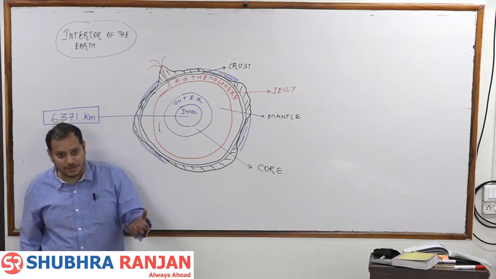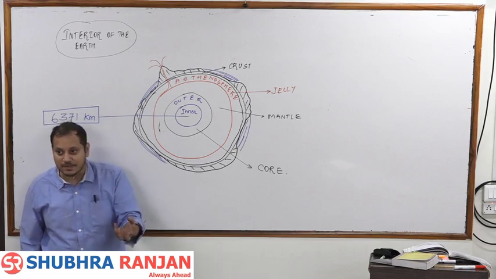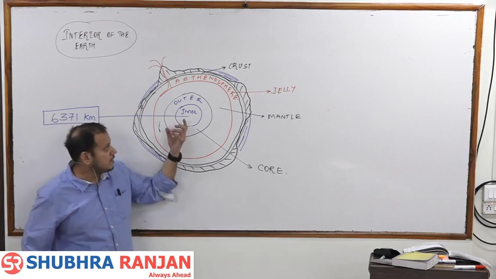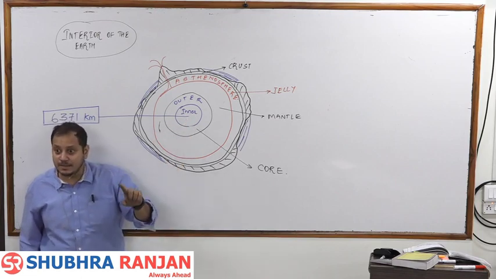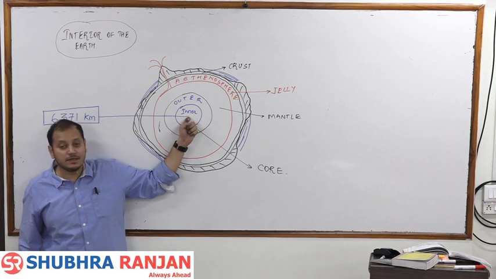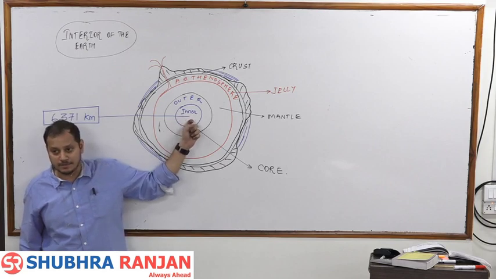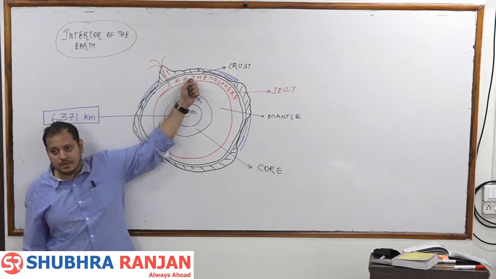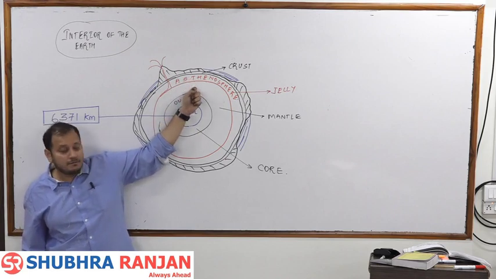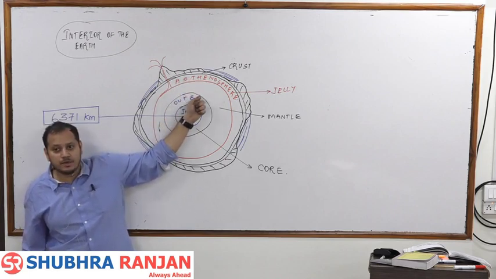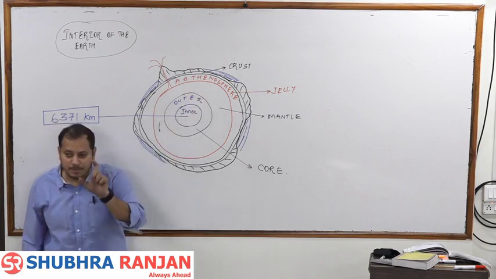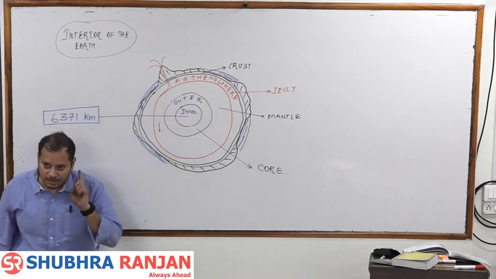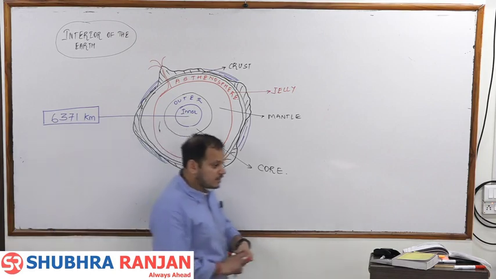Because iron is more dense, वो और नीचे चला गया. It has settled down. And because it has settled down, even at high temperature, it does not melt, and therefore inner core is solid in nature. So we have solid crust, we have jelly-like asthenosphere, we have solid mantle, we have liquid outer core, we have solid inner core. So which part of the earth is liquid in nature? Only the outer core.